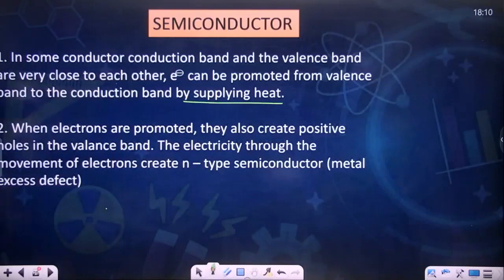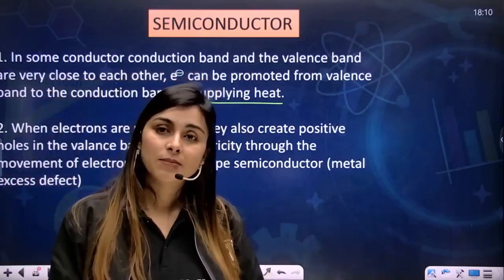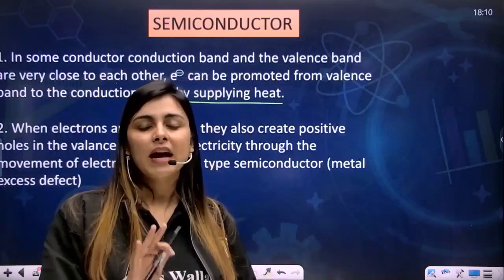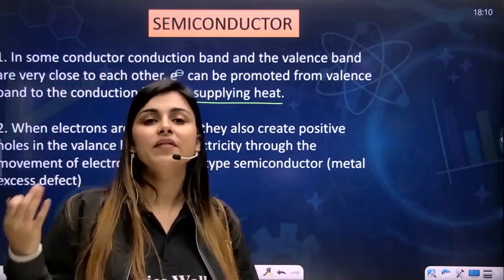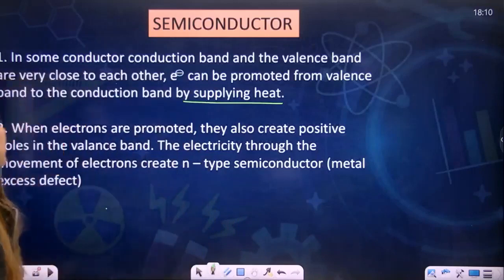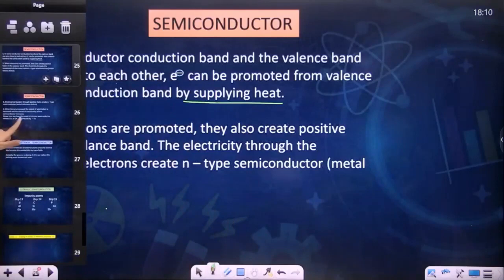The electricity through the movement of electrons creates an N-type semiconductor. Now I'll make you understand what an N-type semiconductor is and what a P-type semiconductor is, but you just need to have an idea that semiconductors do conduct electricity when we apply heat or when we dope them. Okay, perfect. Please write it down. I hope you've written it.